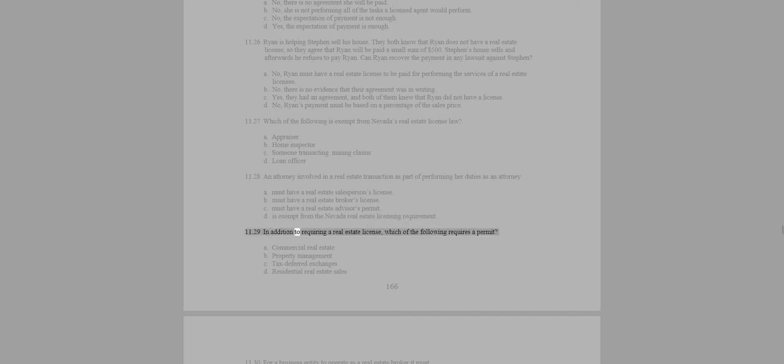11.29 In addition to requiring a real estate license, which of the following requires a permit? A. Commercial real estate B. Property management C. Tax-deferred exchanges D. Residential real estate sales.